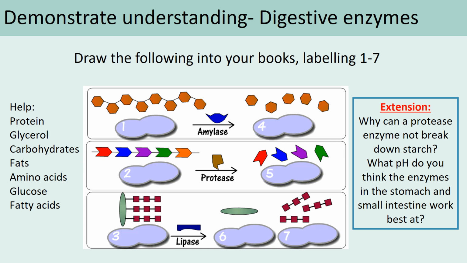Okay, so hopefully you've had a think about that. So the question, why can a protease enzyme not break down starch? Hopefully you used the word specific in your answer because they have a specific shape. So something about the starch not being able to fit into the protease enzyme or the active site of the protease enzyme. But the question, what pH do you think the enzymes in the stomach and small intestine work best at? So obviously the ones in the stomach are much lower, so perhaps you said 2. Small intestines will be higher, more towards neutral, so we should be going for about a 7.